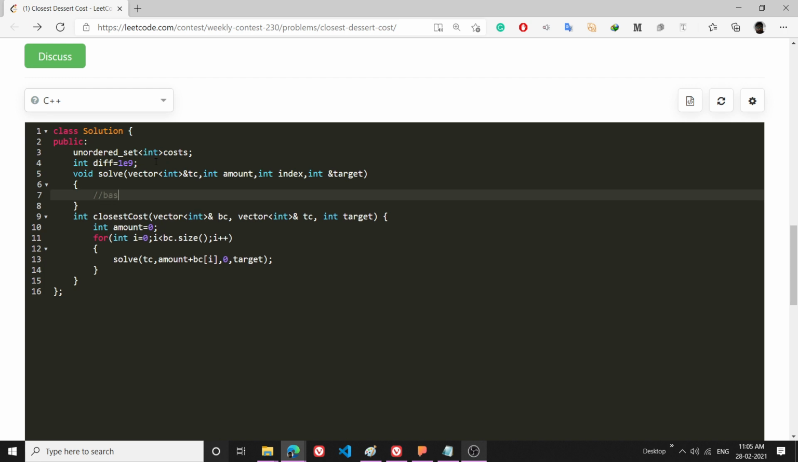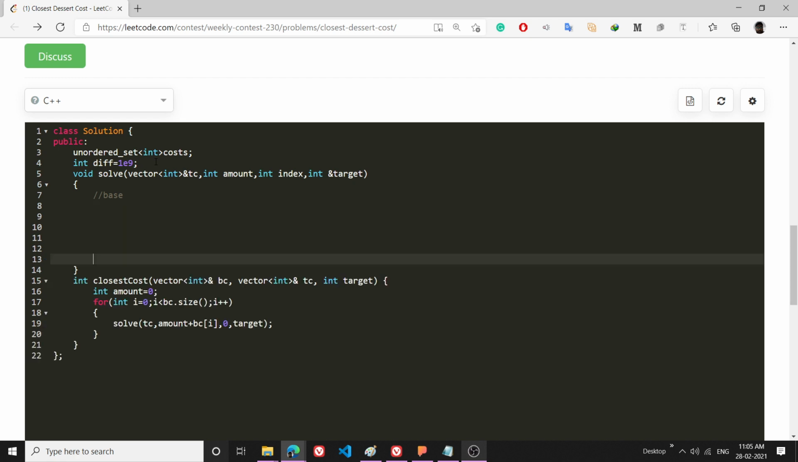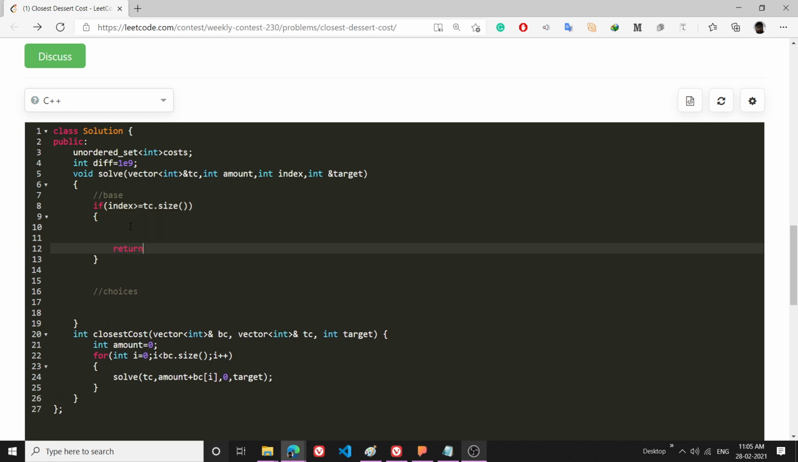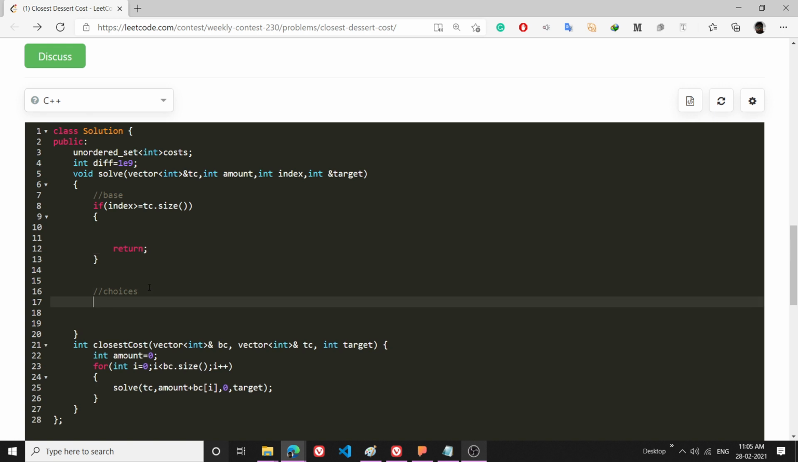A recursive function has two parts, base condition and choices. The base condition is that if index is greater than or equal to TC.size(), I will do something, which I will explain. So what can be my choices? My choices can be solve: I can choose not to buy any topping, so the amount stays the same and index increases by one, comma target.